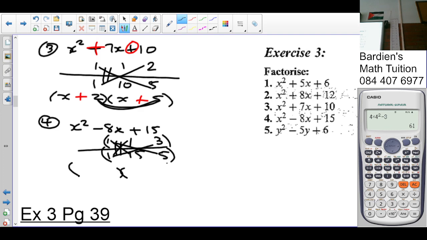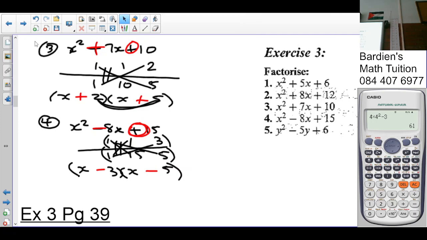So in other words, in our brackets we got x and 3, x and 5. What about our signs? Same sign. Both plus or both minus. In this case, both is going to give you a plus. Did you see that, people? Yes. Okay, so that's number 4.